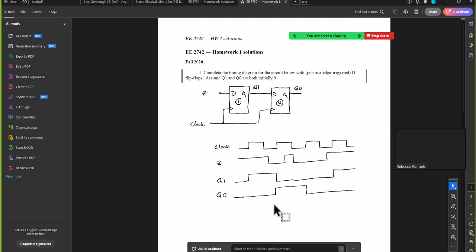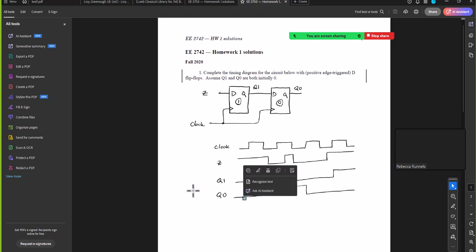Just real quick, I've got the answer up here so you can see how it worked. These are D flip-flops, positive edge triggered. Notice there's no change on Q0 until the first clock cycle because it hasn't had a chance to get there yet. At the first positive edge, Z is 1, so Q1 becomes 1. Q0 doesn't do anything. At the next positive edge, Q1 is going to become 0, but Q0 is going to become 1 because that's what Q1 was before.